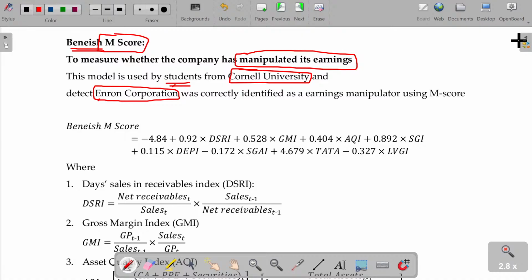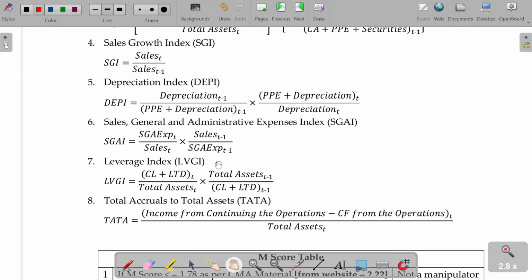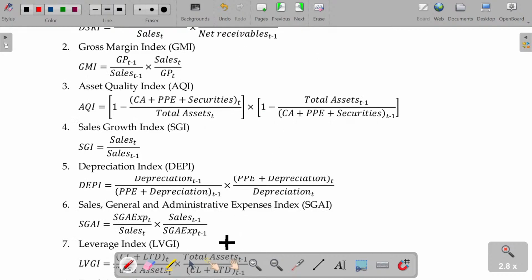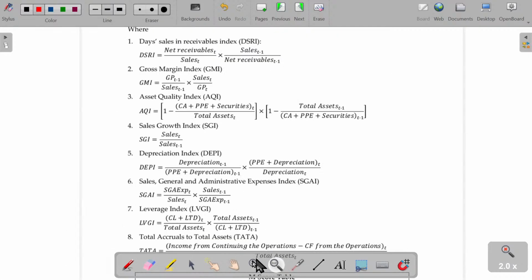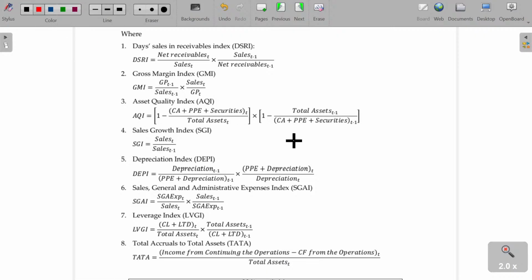So here, almost 8 things are there. What are they? One is DSRI, Days Sales in Receivables Index. Another one is GMI, then Asset Quality Index, Sales Growth Index. Like this, almost 8 factors are there. Hope you are now able to see all the 8 here. Days Sales Receivable Index, number 1.